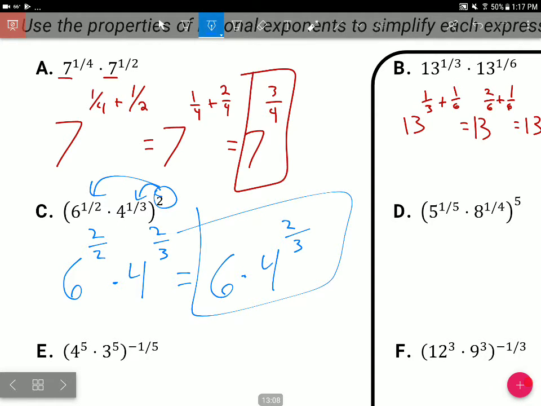Cool. Try letter D. Because these have different exponents, this isn't really a 4. This is a 4 to the 2/3. So this is like the cube root of 4, which is like 1 point something forever, times 2. So it's actually simpler to leave it like this. Okay? Try letter D.